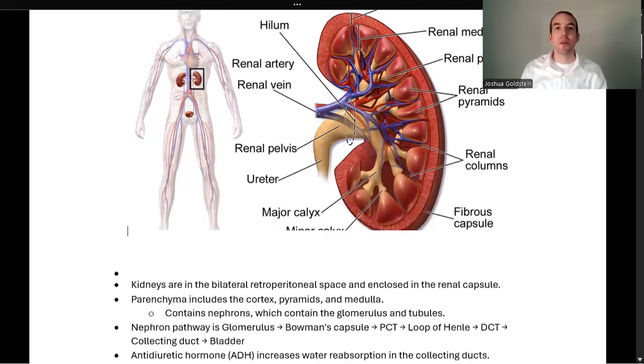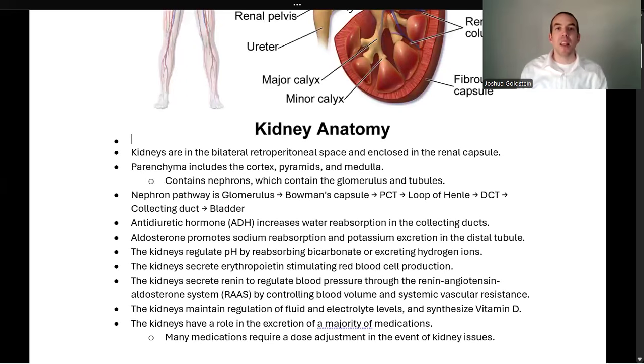Let's start with understanding a little bit of the basic anatomy and physiology. The kidneys, we have two of them. They're on either side of our body. They're in the retroperitoneal space, so behind the peritoneum. They're enclosed in the renal capsule. Now let's move on a little bit further. The parenchyma includes the cortex, the pyramids, and the medulla.